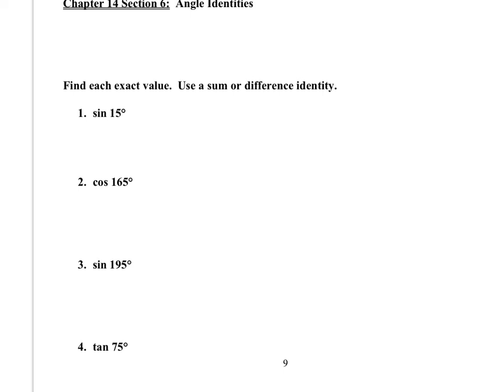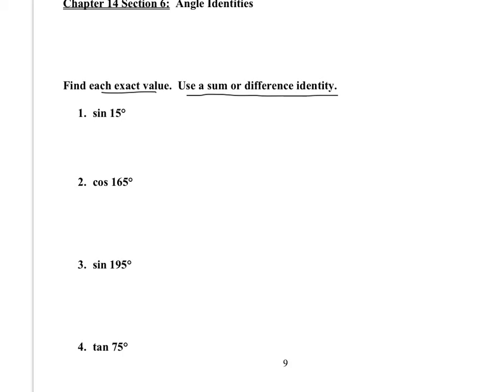In this section here, you can use the Identities formula sheet. So in this case, we're going to find exact values, and we're going to use a sum or a difference identity. So what you want to do is look at how I can get 15 degrees either from subtracting two exact values that I know or adding two exact values that I know.